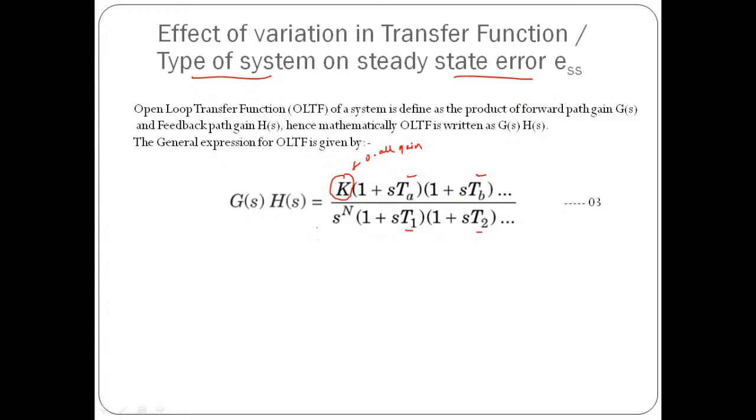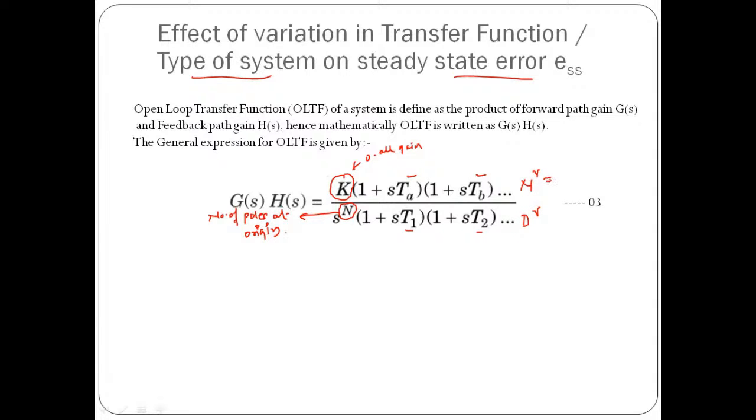And here in s to the power n, this n indicates how many poles are available at origin, the number of poles at origin. I hope this point is clear to everyone. This we already discussed when we discussed the concept of transfer function. So what is transfer function? Basically it is nothing but the ratio of Laplace of output by Laplace of input, or it is simply the ratio of two polynomial expressions, the numerator and the denominator.